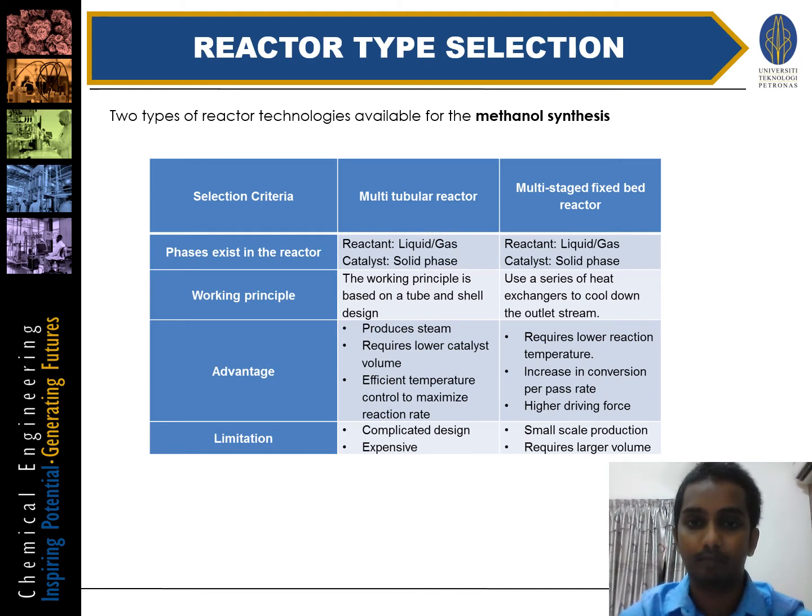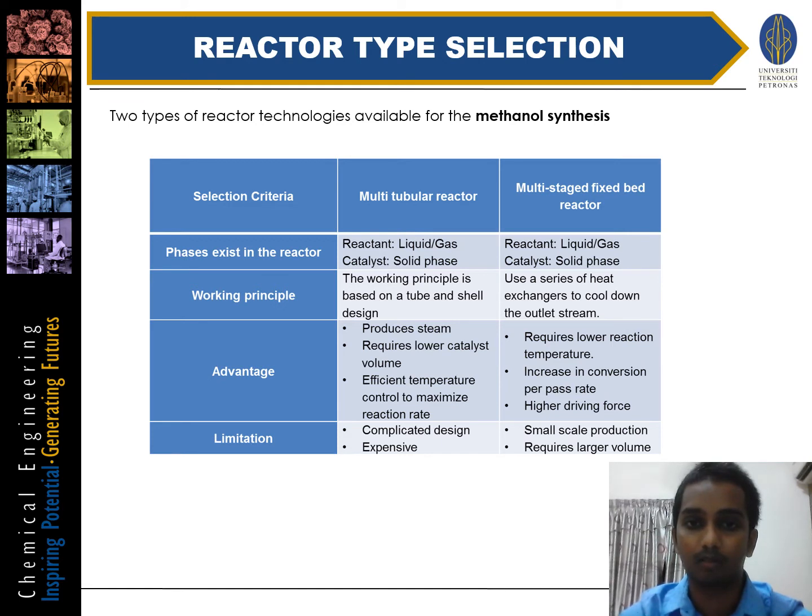Both of these reactors require reactants to exist in liquid or gas phase. As for the catalyst, it must exist in solid phase. The working principle of the multi-tubular reactor is based on a tube and shell design, whereas the multi-stage fixed bed reactor uses a series of heat exchangers to cool down the outlet stream.